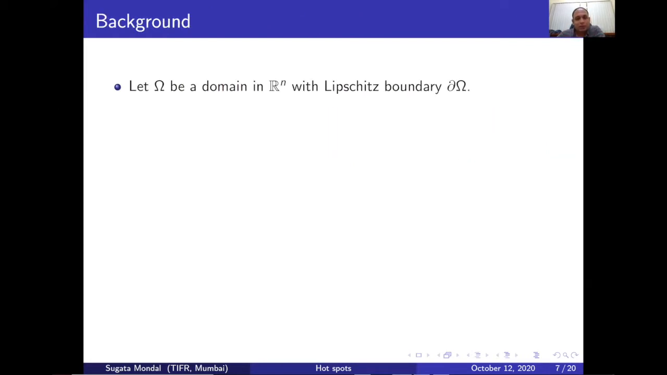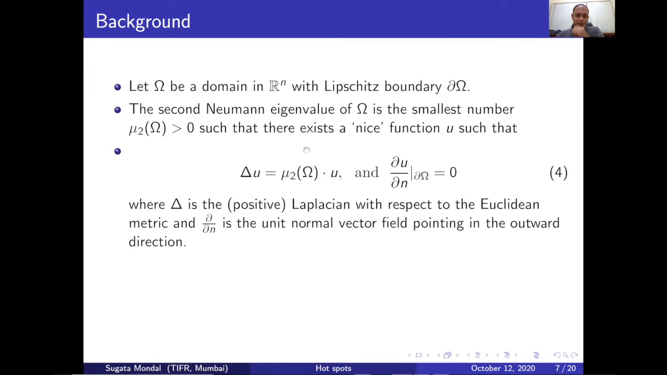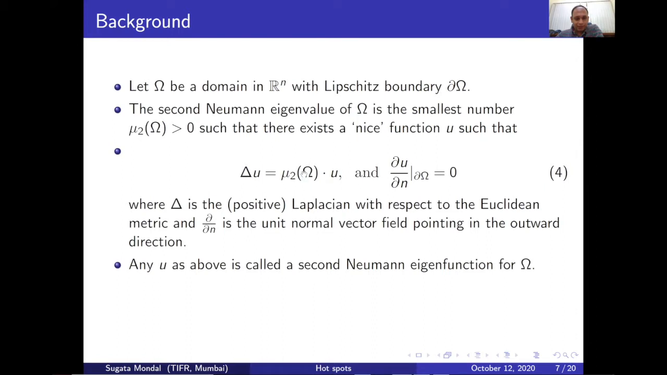Okay, so I'm going to just quickly give you the definition of the second Neumann eigenfunction. Again, I'm confident that everybody knows what this is. You take a nice domain omega with Lipschitz boundary, and then you look at the smallest positive number mu of omega such that there exists a nice function that satisfies this kind of eigenfunction equation, and also satisfies this Neumann boundary condition. So this smallest number is called the second Neumann eigenvalue, and any function that satisfies this kind of equation and this kind of boundary condition is called a second Neumann eigenfunction.